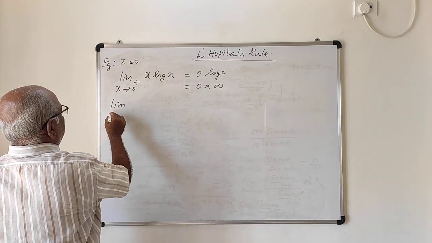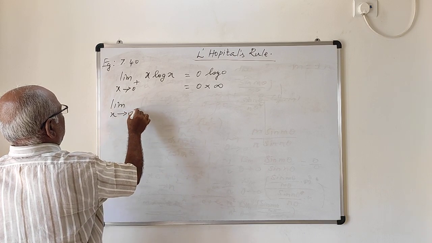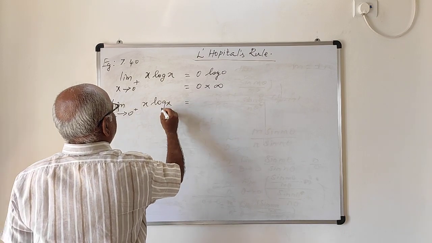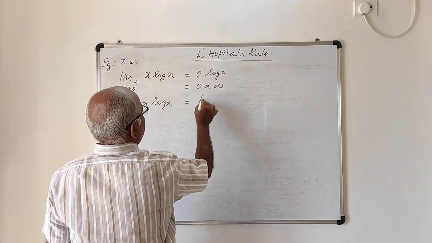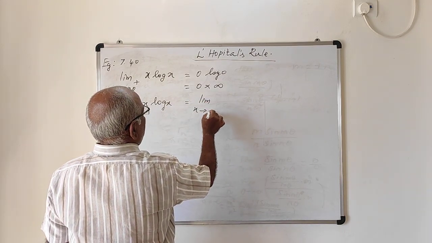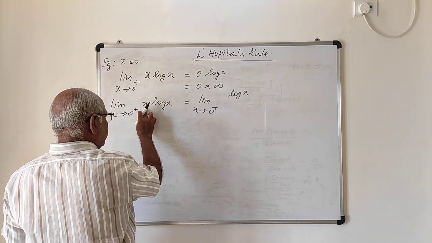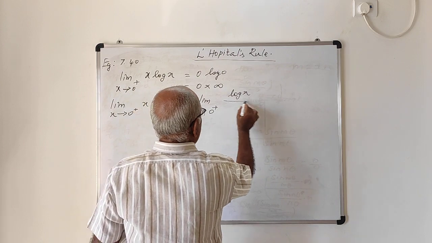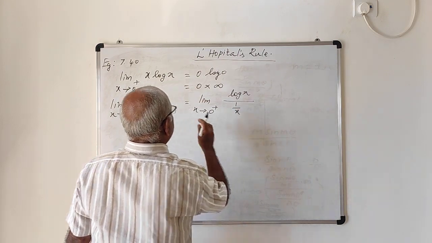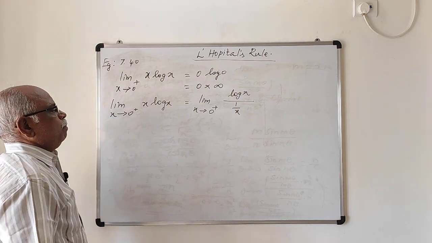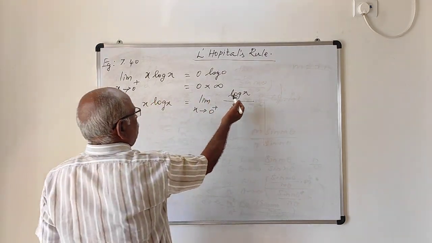To apply L'Hopital's rule, you rewrite this problem x log x as limit x tends to 0 plus, with log x as it is in the numerator. You bring this x to the denominator, and it becomes 1 by x. X in the numerator is 1 by x in the denominator.